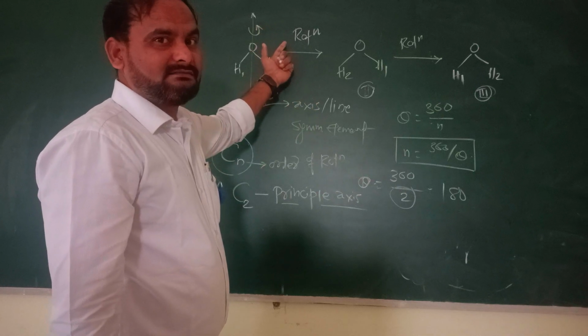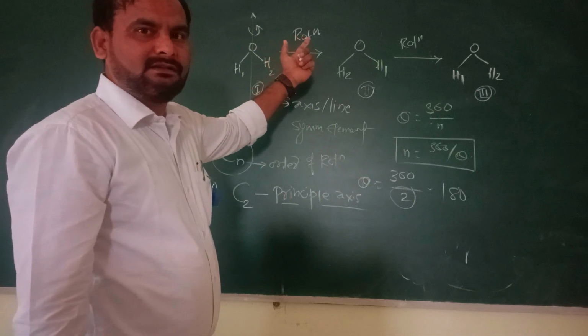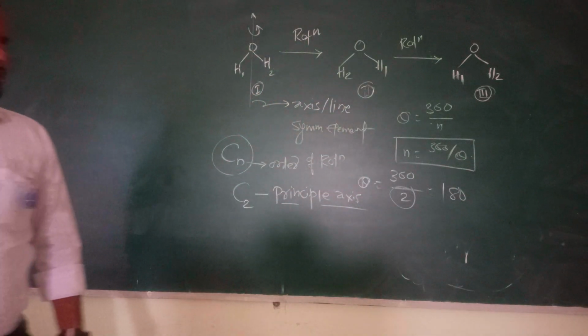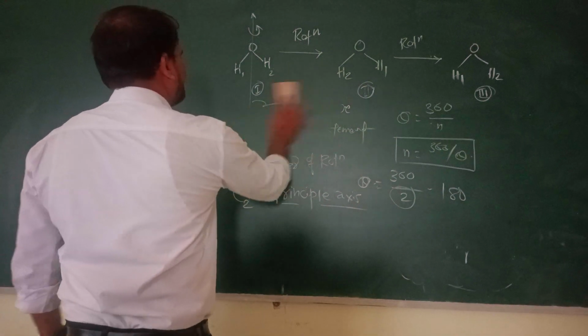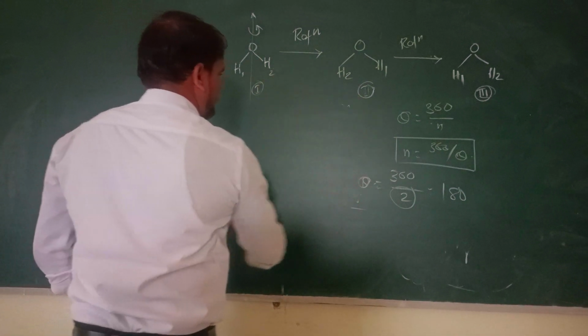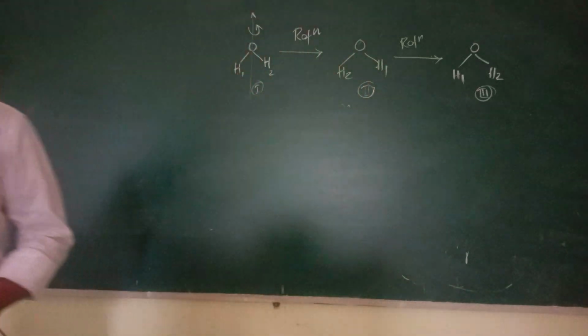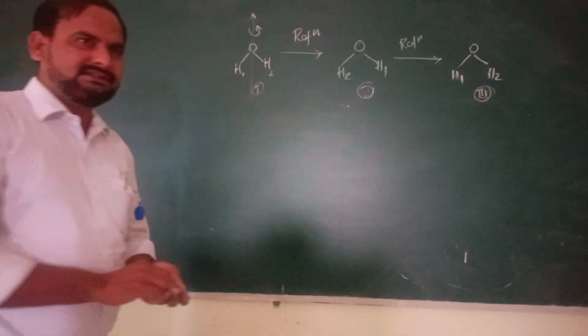So rotation is a manipulation, called a geometrical manipulation. In this way you can find the symmetry element in the molecule. Now let's work more on this molecule.